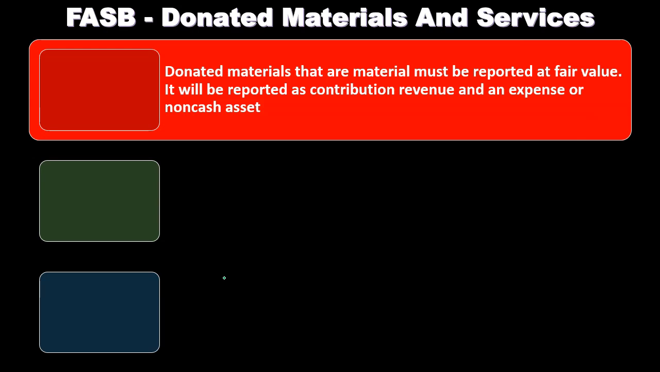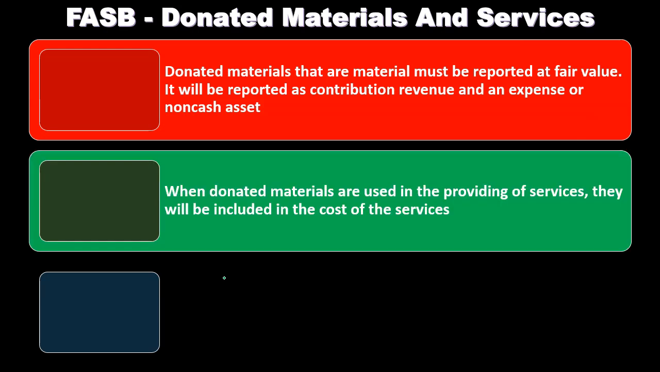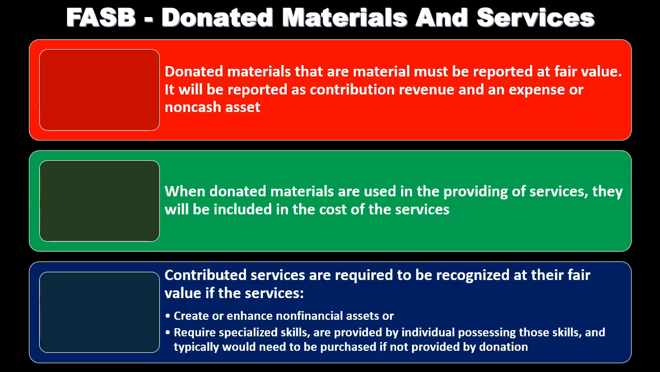We could simply debit the expense as we consume the supplies at the same point in time. However, if we don't consume it immediately, if it's some type of supplies or something like that, we then put it on the books as an asset, a non-cash asset, that we would then consume at some future point. At that point, we remove it from the supplies, recording the expense at that time. When donated materials are used in the providing of services, they will be included in the cost of services. So obviously, if we got the donated material, we put it on the books as either an expense or as the asset. Then when we consume them in the course of providing services, we will then record the cost of the services related to those donated materials.